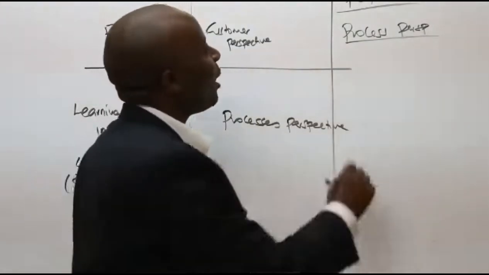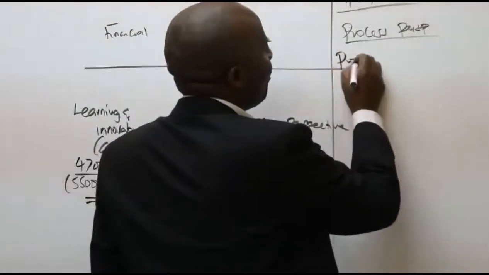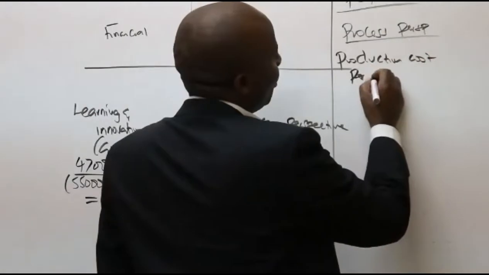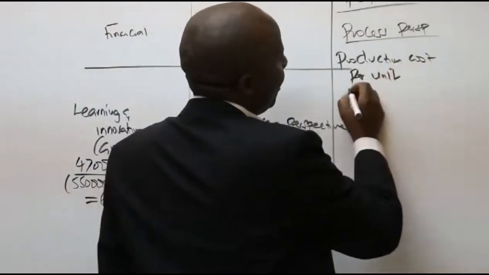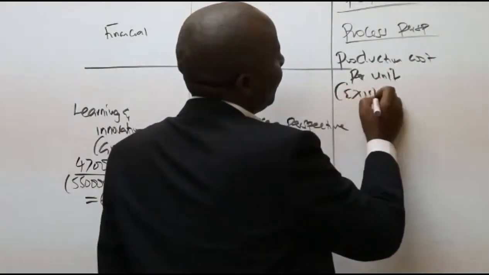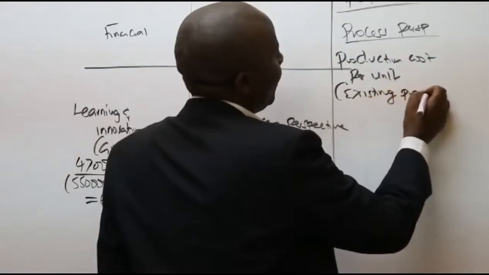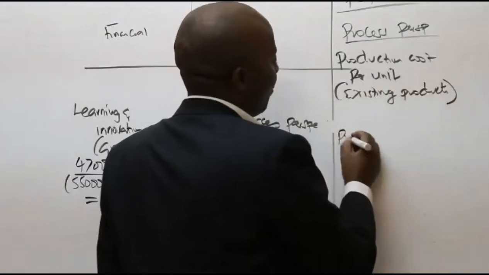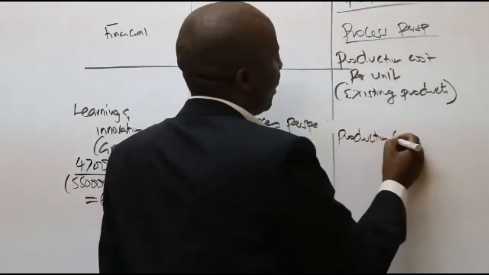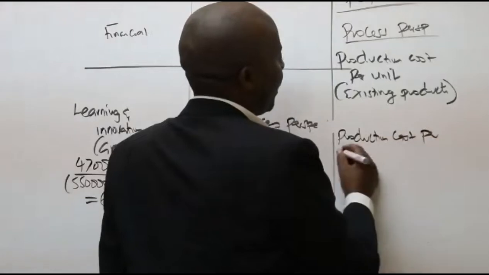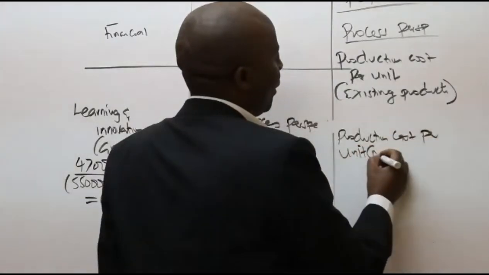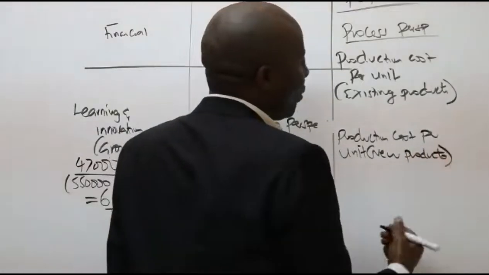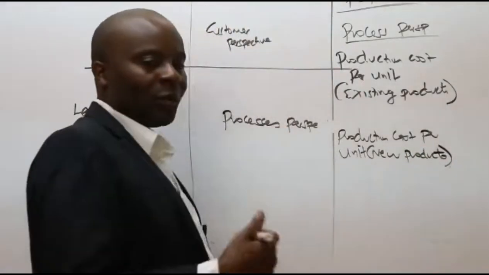If my production cost is reducing with the time. So for instance, here I'll come and give them the production cost per unit. This is quite a good measure. Production cost per unit is a good measure for the existing products. And then production cost per unit of the new products, so that I can see whether I'm making progress with the time.